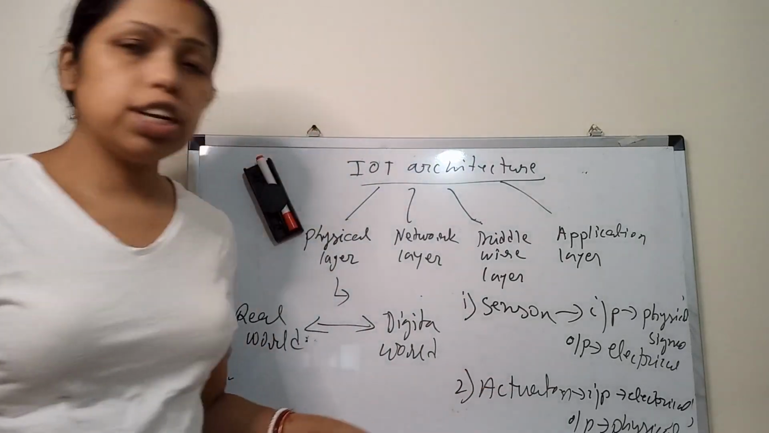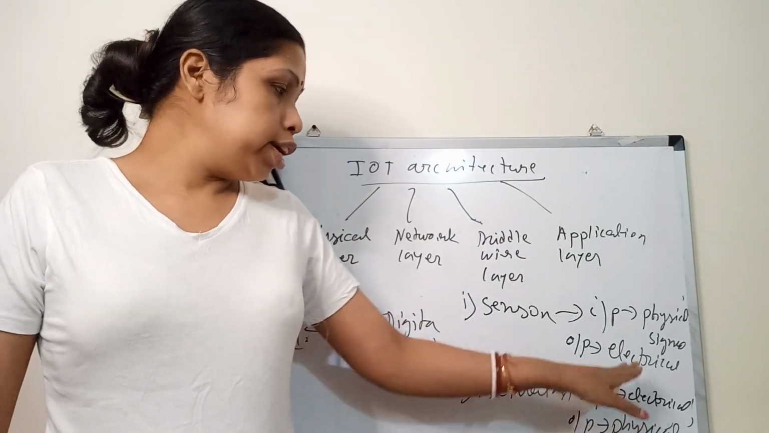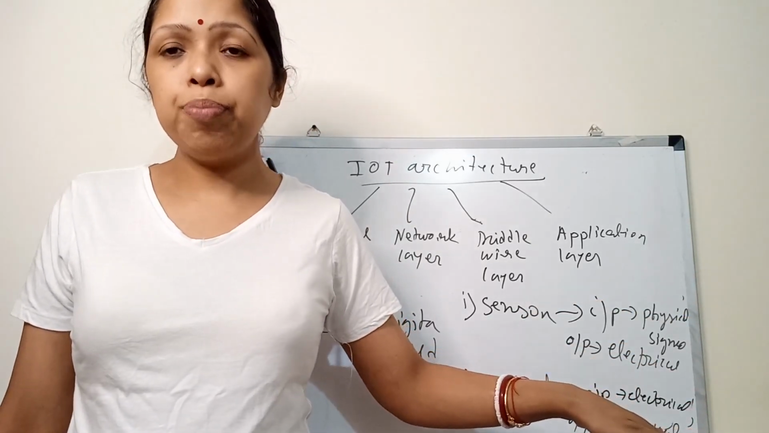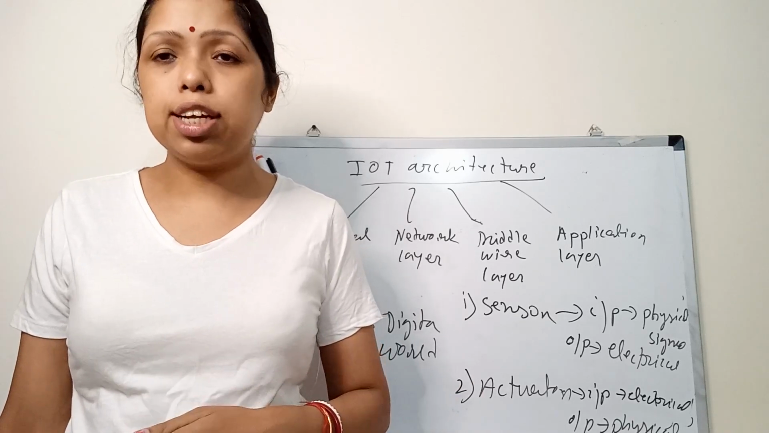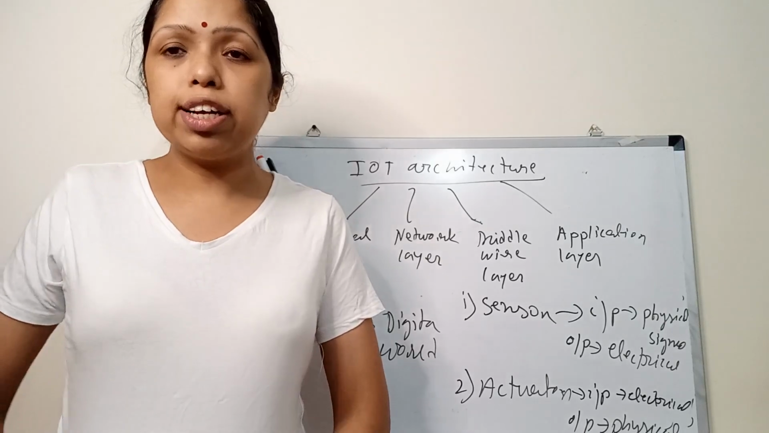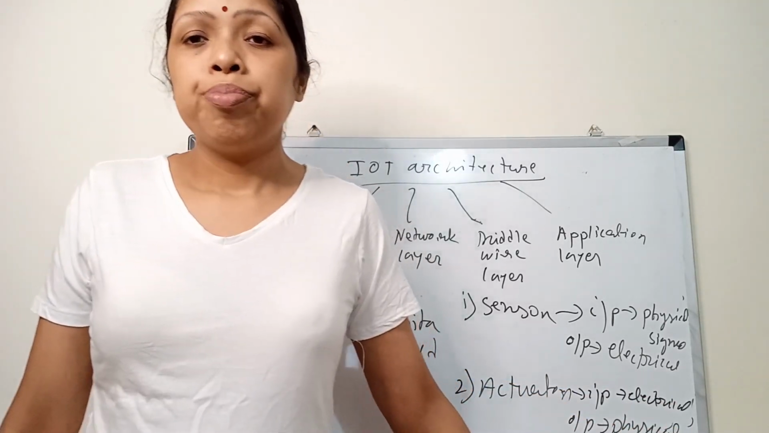So input is electrical, output is physical. After giving the electrical signal to the other part of the IoT architecture, the IoT architecture will give some modified electrical signal based on the business requirement. So this modified electrical signal should be converted again into the physical signal.